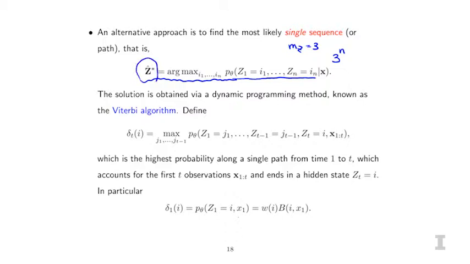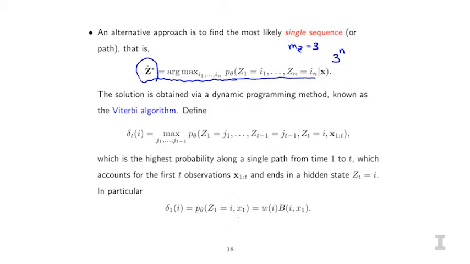Apparently, the computation is going to be difficult because, as I mentioned before, it is difficult to keep track of a distribution with 3 to the power n different values. So the solution for the hidden Markov model is obtained through a dynamic programming method known as the Viterbi algorithm.